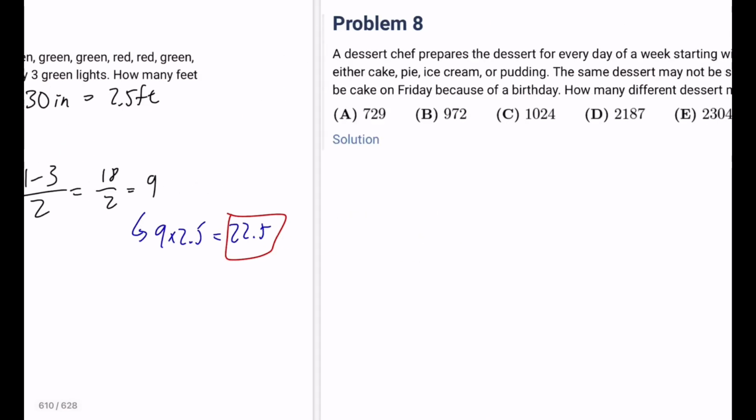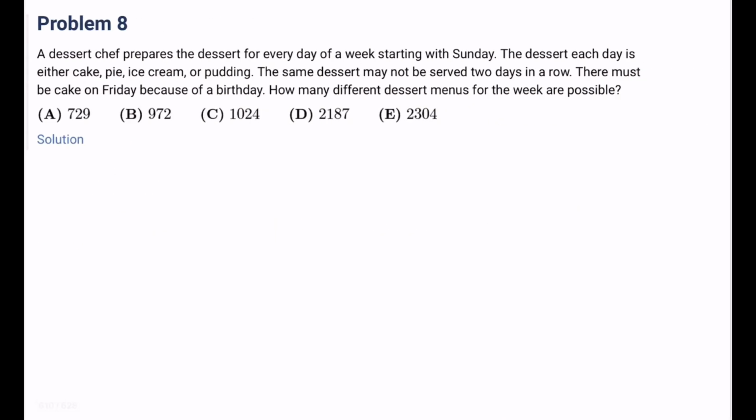It's E. Number 8, a dessert chef prepares the dessert for every day of a week, starting with Sunday. The dessert each day is either cake, pie, ice cream, or pudding. The same dessert may not be served 2 days in a row. There must be cake on Friday because of a birthday. How many different dessert menus for the week are possible?